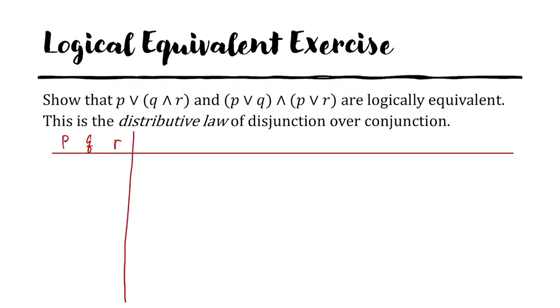Now for P, Q, and R, how many possible combinations are there for the truth table? Or in other words, how many rows do I need to construct here? When we have only P and Q, there are 4 rows. Now we have 3 variables. How many rows need to be there? Okay, so I see people say 8.